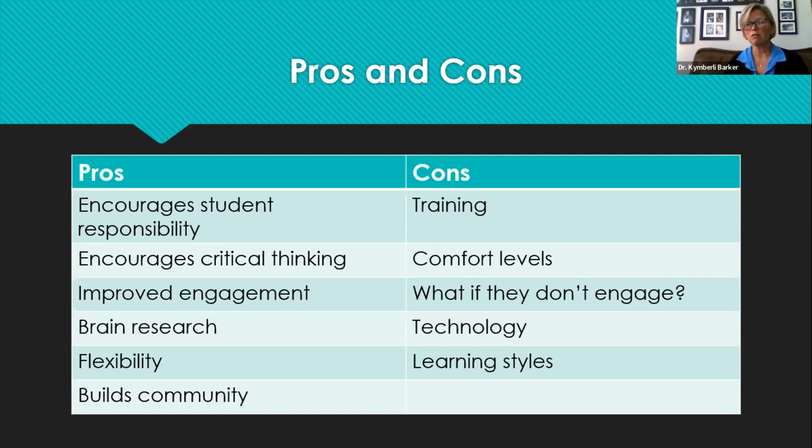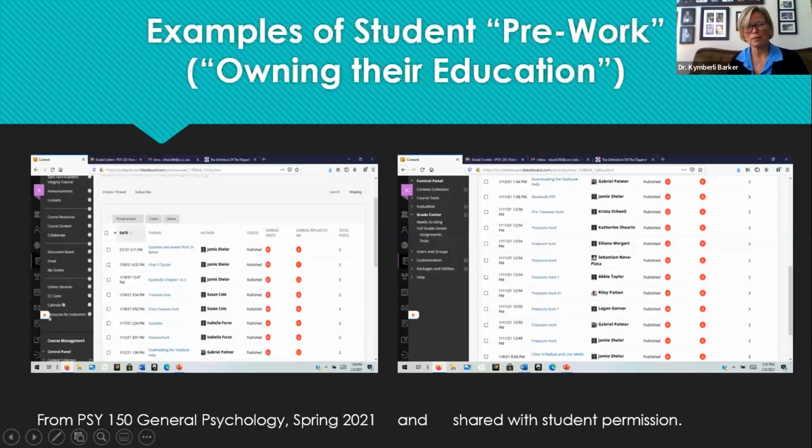Some of the cons are training. Not all instructors feel comfortable in working in this format. Not all students are comfortable in engaging in this format. And so what we do is reward by approximation. The closer they get to doing what it is I'm trying to get them to do, the more activities we get to do, and the cooler the class itself is. And again, down to what if they don't engage? You just got to be more stubborn than your students. We'll win them out. Okay, so examples of student pre-work.